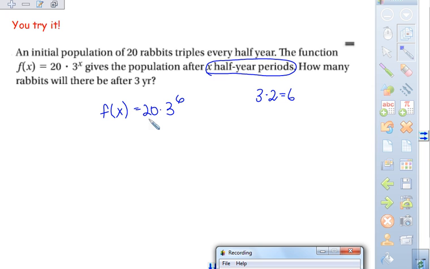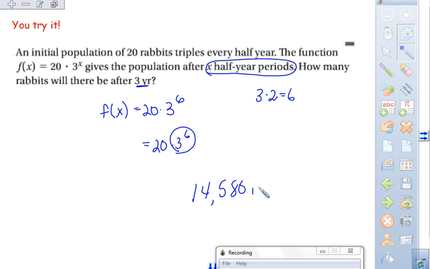So our formula is we start out with 20 rabbits and we triple every half year. So in 3 years, how many half years is that? So we'd take 3 times 2 to get 6. So on our calculators, we're doing 20 times 3 to the power of 6. And our order of operations should do 3 to the 6 first and then times 20. So we get 14,580 rabbits.